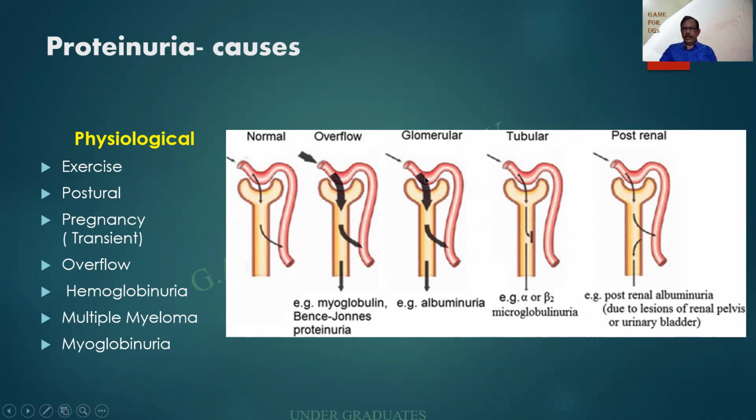When there is going to be a glomerular damage, there is an albuminuria. And when it is minimal, there is something called microalbuminuria. And there are some other diseases where the kidney is normal, but there is a post-renal albuminuria. For example, in the renal pelvis up to the bladder, there can be damage, infection, so on. So these are the various causes, and there is a beautiful diagram explaining the principles of it. Physiological proteinuria.